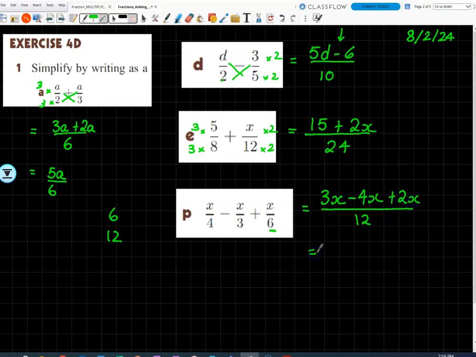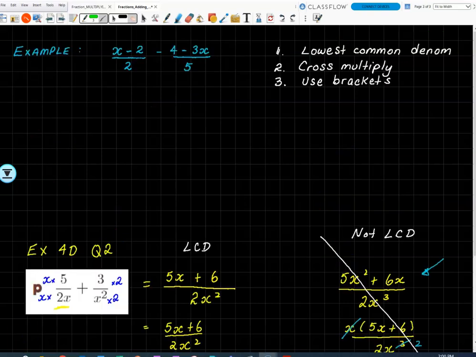And now we just tidy up. In this case, we can tidy up. We've got some like terms there. Minus x plus 2x is just 1x all over 12. All right, so we check. We look. 2 and 5, lowest common denominator, 10. I hope you notice I'm putting it just as one big fraction, one big denominator.